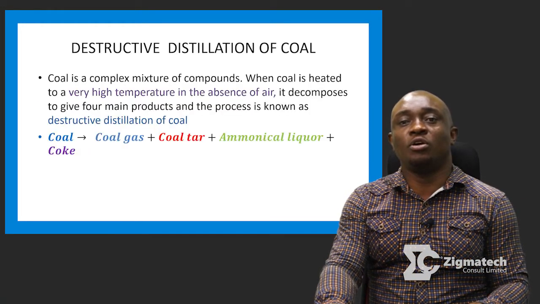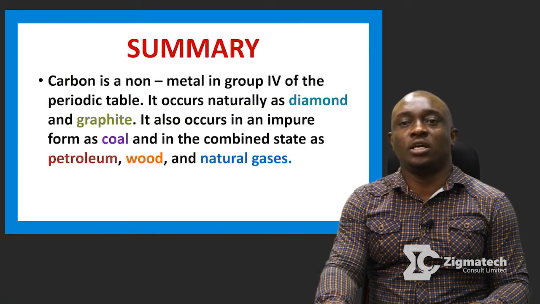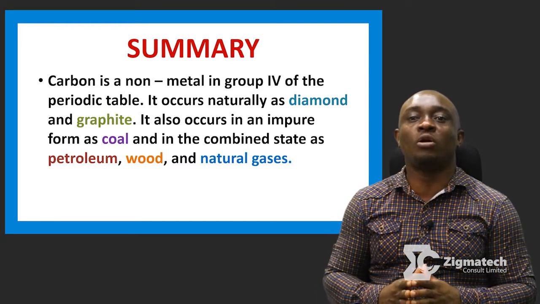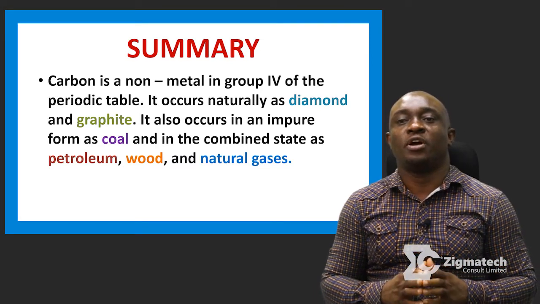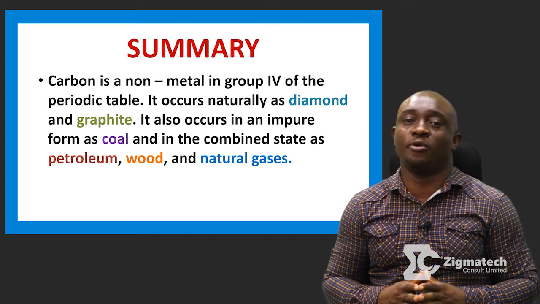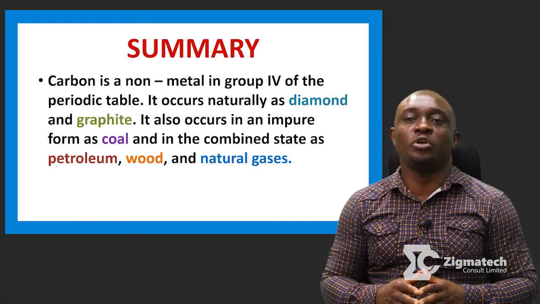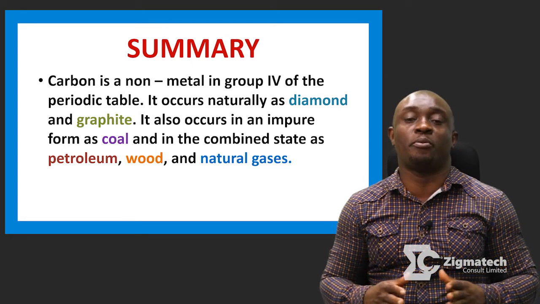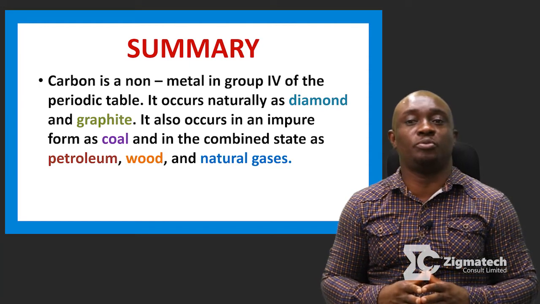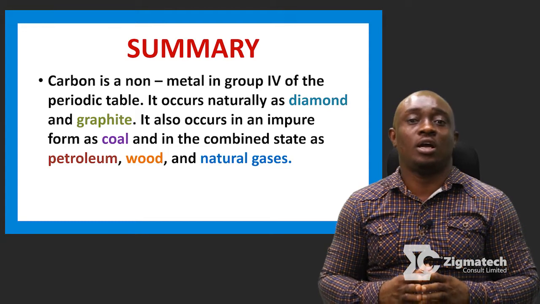So we'll be going to the summary of this lesson by giving you the meaning of carbon again. Carbon is a non-metal in group 4 of the periodic table. It occurs naturally as diamond and graphite, and another aspect of it is amorphous carbon, which occurs as an impure form in coal. And in the combined state, you can have it as petroleum, you can have it as wood that produces charcoal, and you can have it as natural gases.